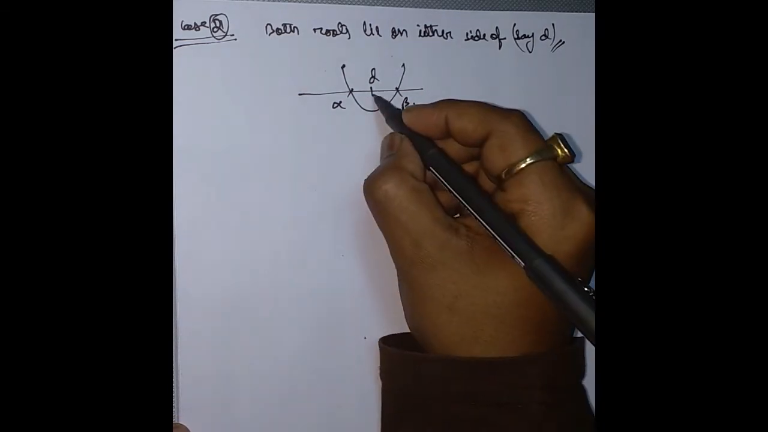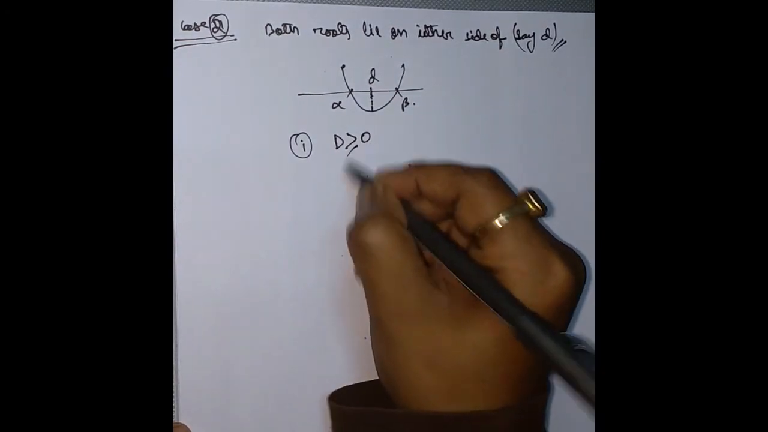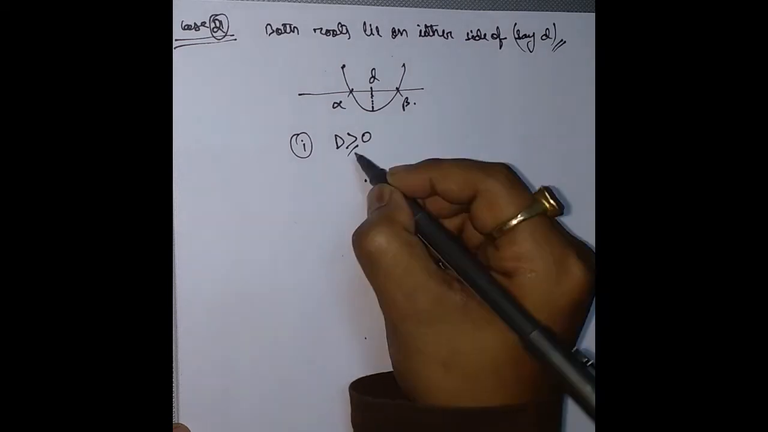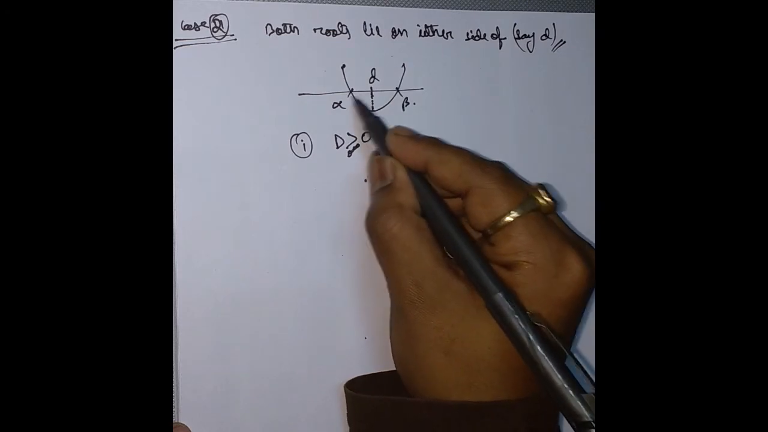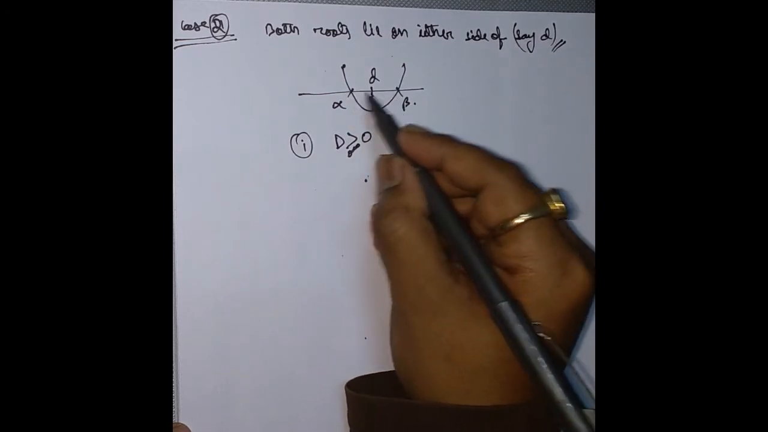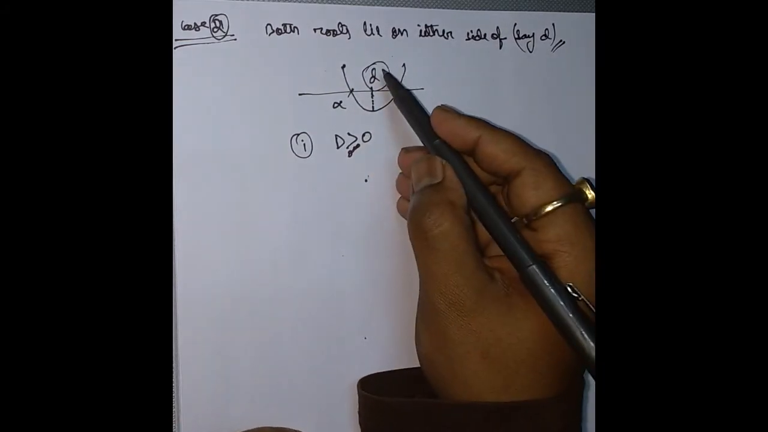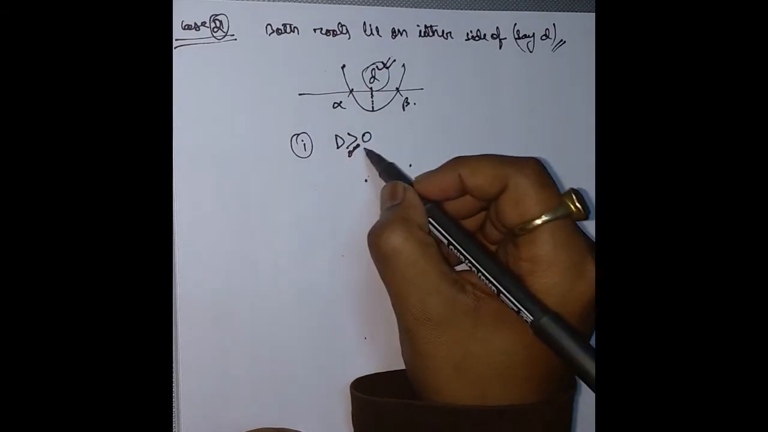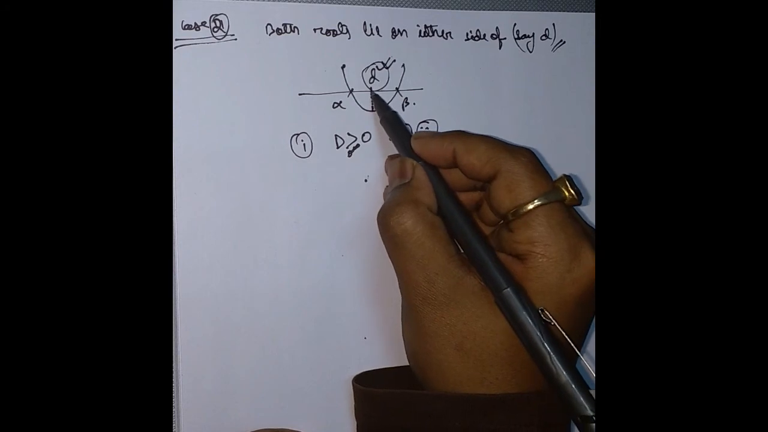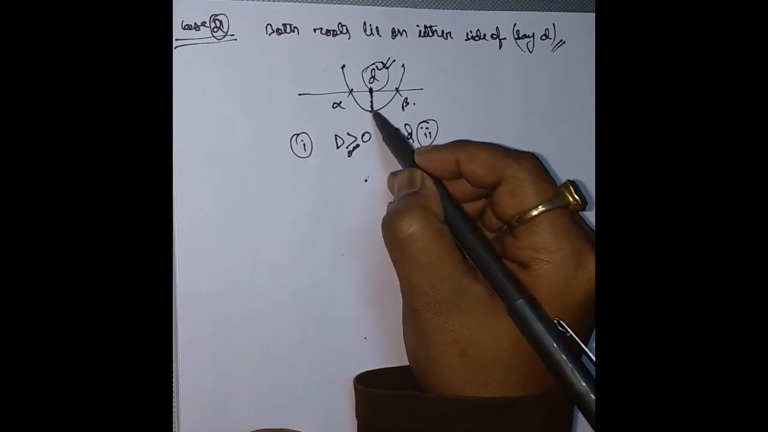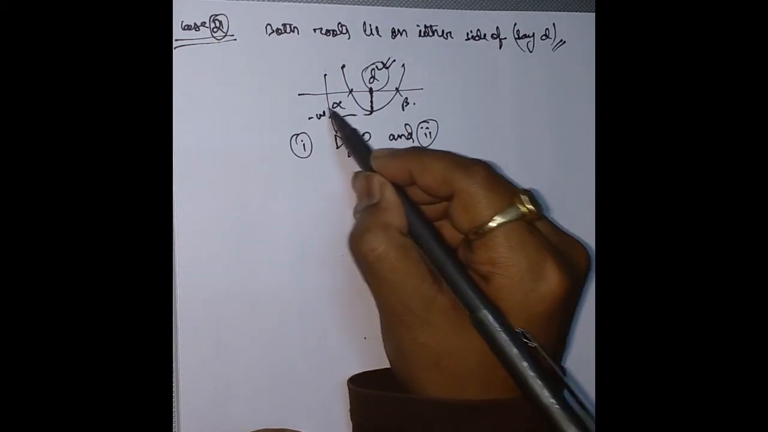For this there is no other thing. First condition: D should always be greater than 0. It cannot be equal to 0, sorry, because if it is equal to 0 then it will coincide only at one point, and there is no question of both the roots being real with a number d in between. So D is greater than 0, and number 2, f at d should be a negative quantity.